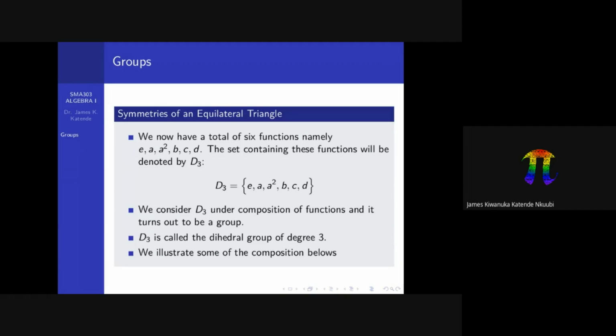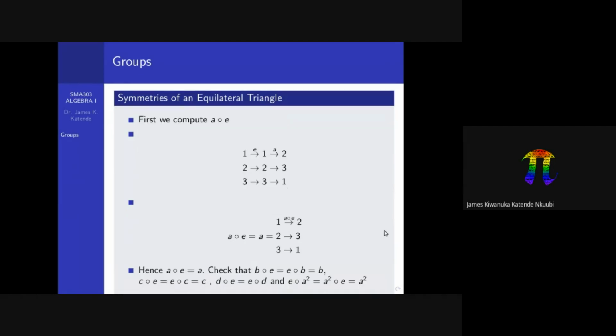So for now, you will have to believe that it's a group, but we shall see why in a minute. So we first of all get the composition of A and the identity. So remember how composition is defined: the function on the right is the one that acts first, and then the function on the left follows.